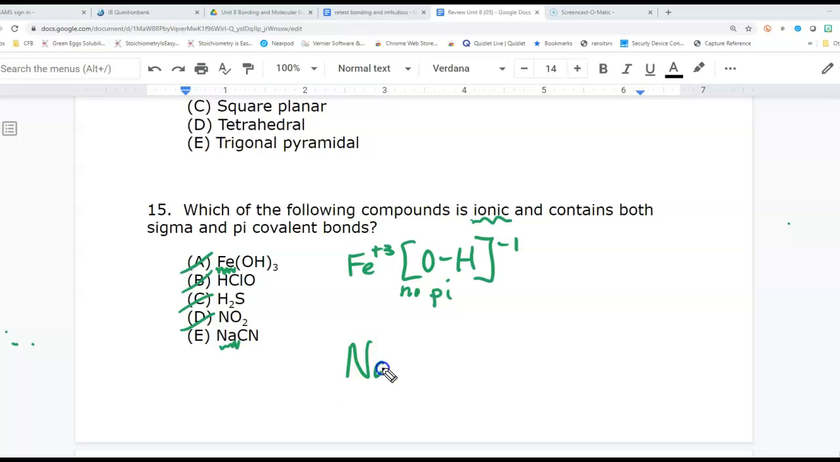And so I would have Na1 plus bonding to C to N. And when I write out that Lewis structure, I end up with both sigma and pi bonds in here. And so that is where the idea of sigma and pi bonds come from. This one only has one sigma bond, whereas this one has one sigma and two pi bonds. So E is our correct answer here.